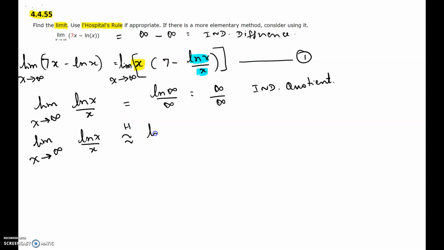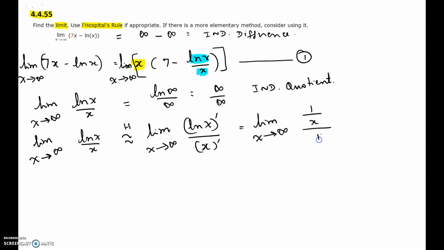Applying L'Hopital's rule, the limit as x approaches infinity of the derivative of the numerator over the derivative of the denominator. The derivative of ln x is 1 over x, and the derivative of x is 1. So it is pretty much 1 over x. The limit as x approaching infinity of 1 over x is 1 over a very large number, so that is going to be 0. So we notice that the limit of ln x over x is actually 0.